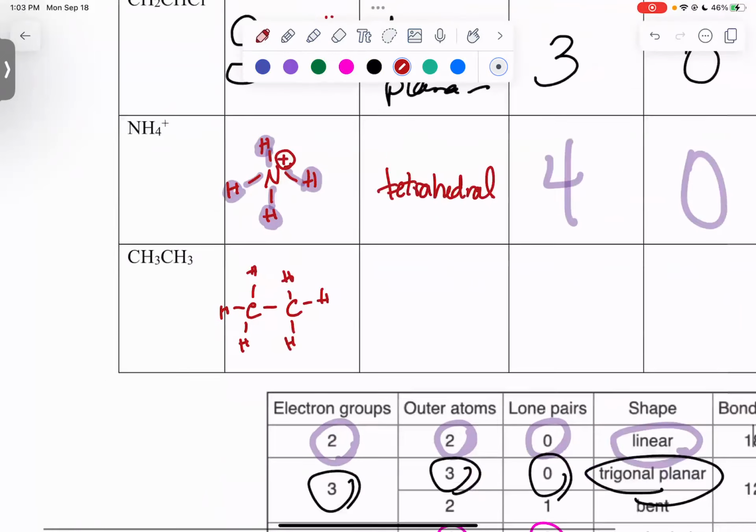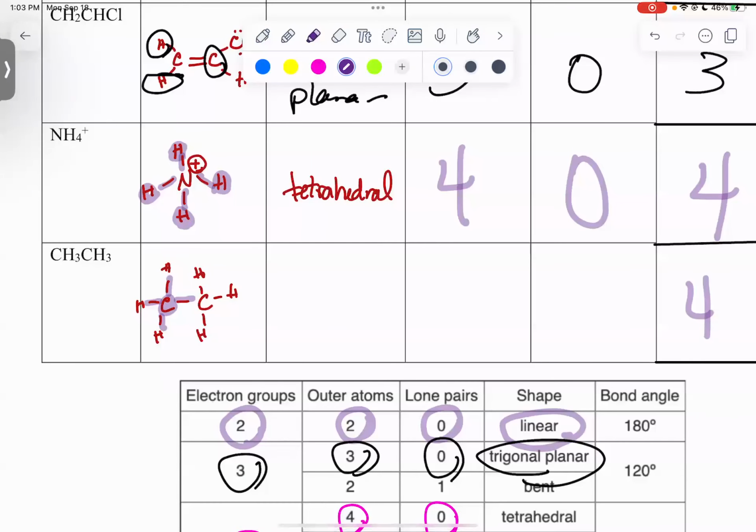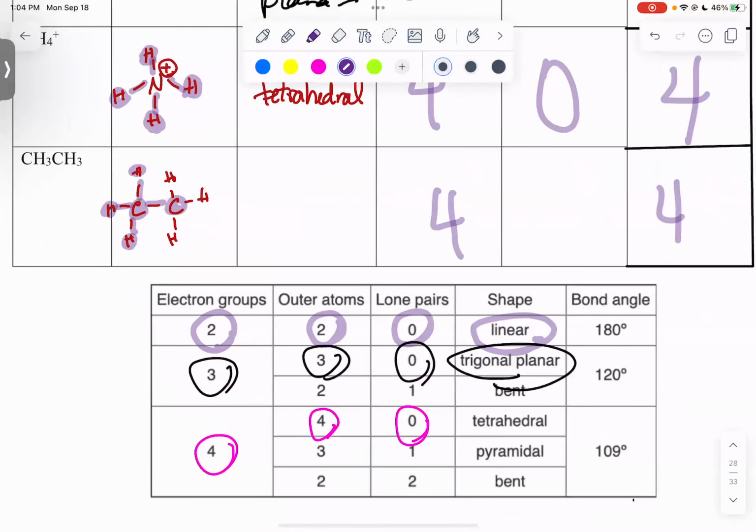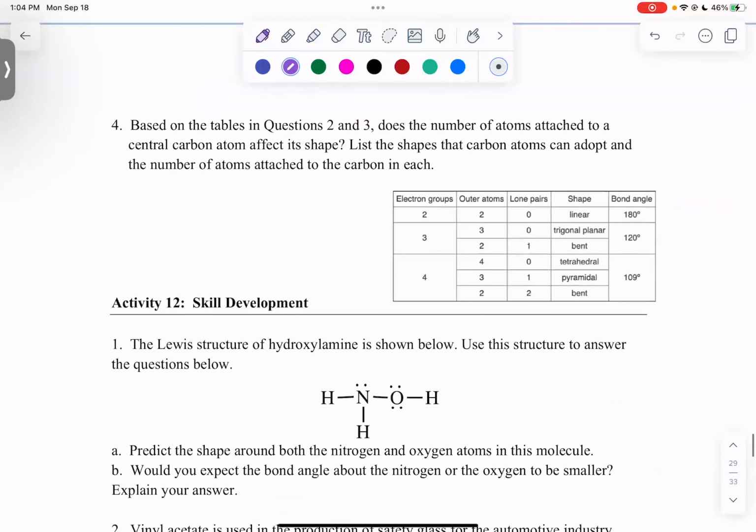Okay, the last one. Pick any carbon. I'm going to pick this first carbon, and I'm going to say I have 1, 2, 3, 4 groups around it. I have 1, 2, 3, 4 outer atoms, and I have no lone pairs, so that makes me tetrahedral. Okay, so just get in the practice of the habit of doing it.